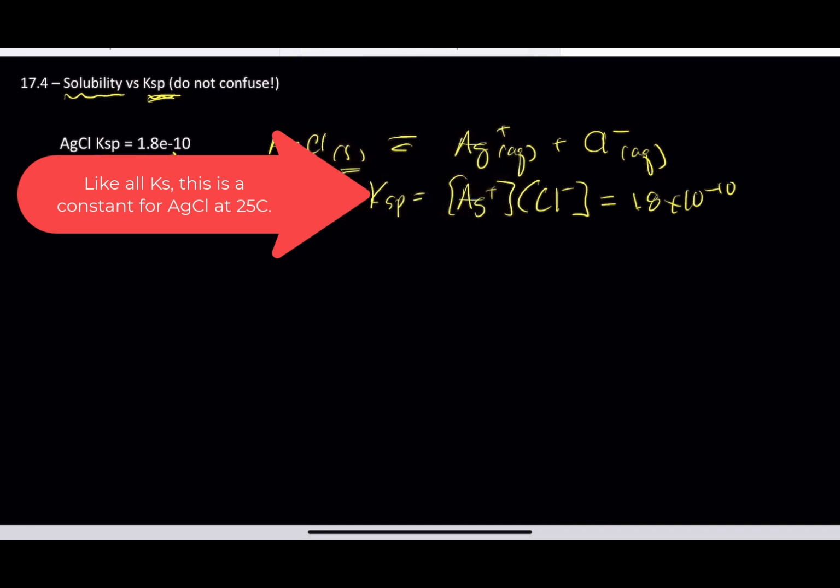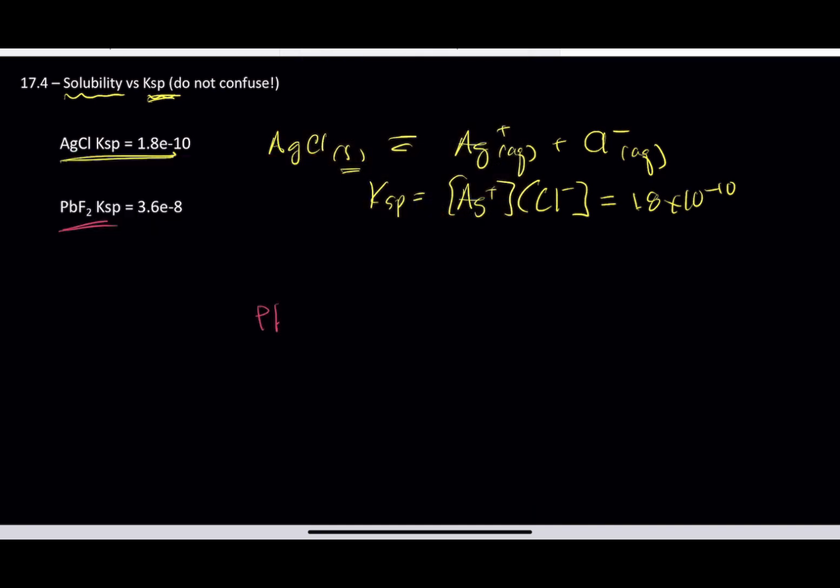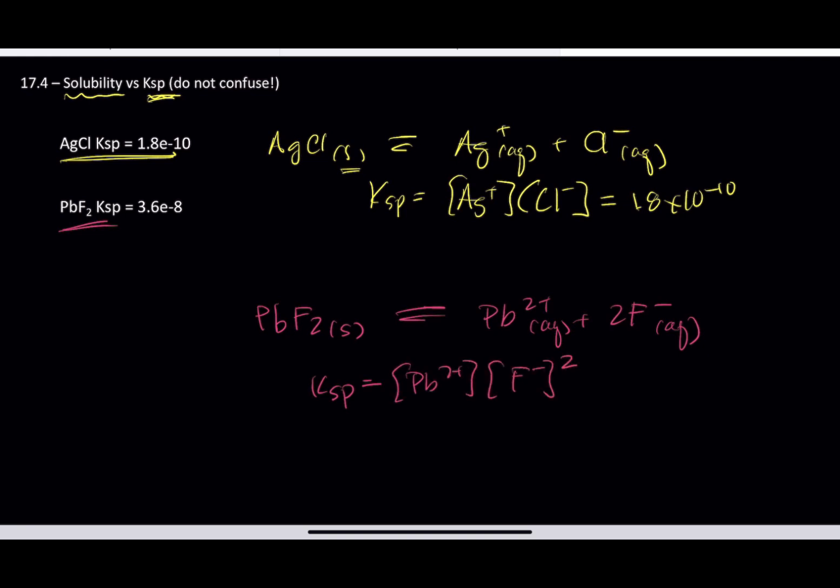Also, though, we could have this one. So lead(II) fluoride solid gives us some lead 2+ and also 2 fluoride. And so then the Ksp is equal to [Pb2+][F-] squared. Note that we don't bring that 2 in there. That 2 is what becomes the exponent. And this is equal to 3.6 times 10 to the negative 8th.